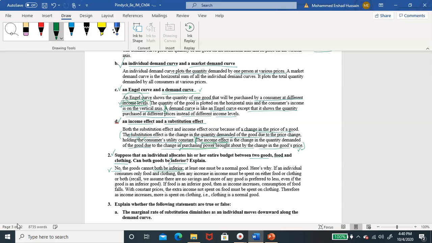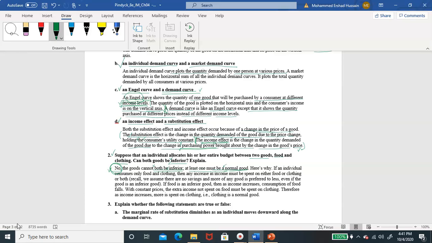One can be inferior, but then the other has to be, what? Has to be a normal good. At least one must be a normal good, such that if income increases, the consumer will buy more of that good. See? Inferior goods mean that if income increases, a person will buy less of that good. And both cannot be inferior goods, because then one must be a normal good, because when income increases, he will buy more of that good always.